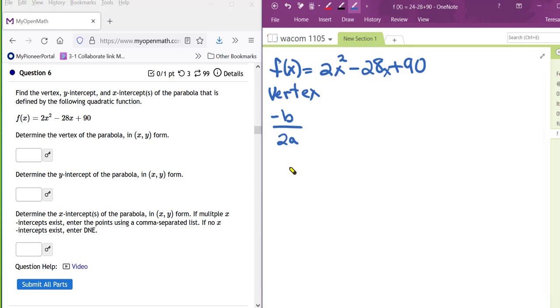So negative b, so it'll be 28 over 2 times 2. So 28 divided by 4 is 7. And so then we have to plug 7 in.